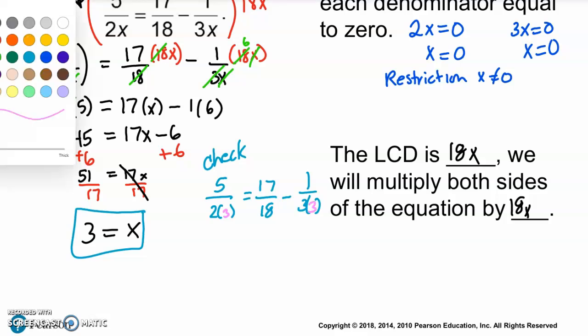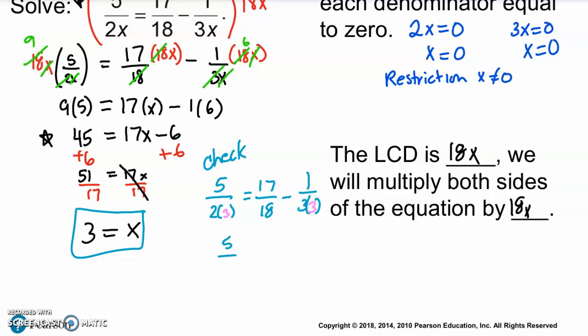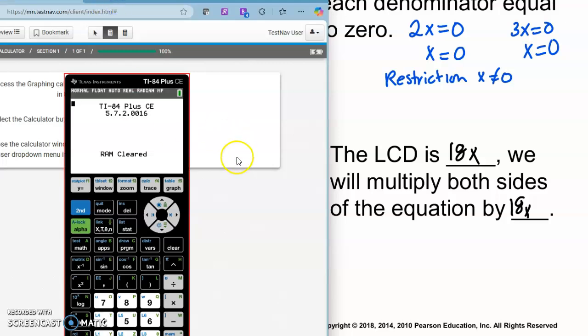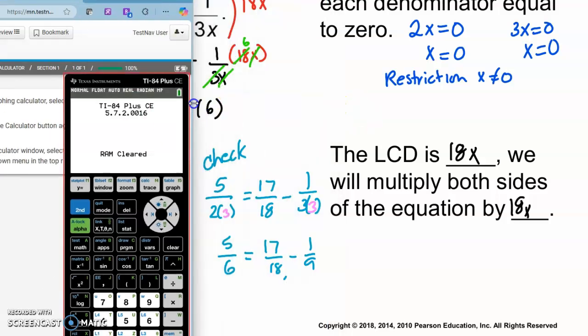And so I'm going to just put this in the calculator, but this will be 5 over 6 is equal to 17 over 18 minus 1 over 9. Now I could find common denominators, make equivalent fractions, and do that, but it's not necessary. We have access to the calculator. We're just doing a check on it, so we're going to check it with the calculator. Now let's pull the calculator over and let's do that check. So, let's see here.